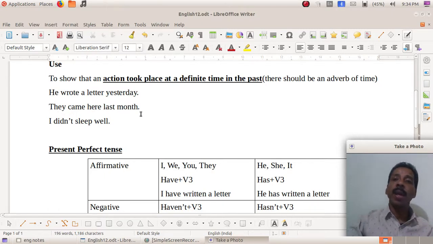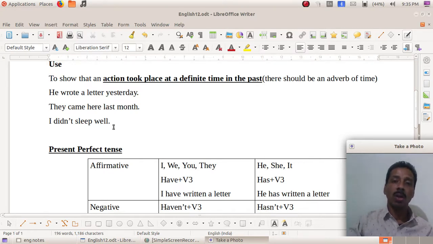Then they came here last month. There also, when? Last month. Then I didn't sleep well. When? It is not mentioned there. Then the question is, is it correct? Yes. Because even though the time is not mentioned, we know that if somebody tells that I didn't sleep well, surely the time will be yesterday or last night. It will always be. I cannot say that I didn't sleep well last month. No, there is no meaning.